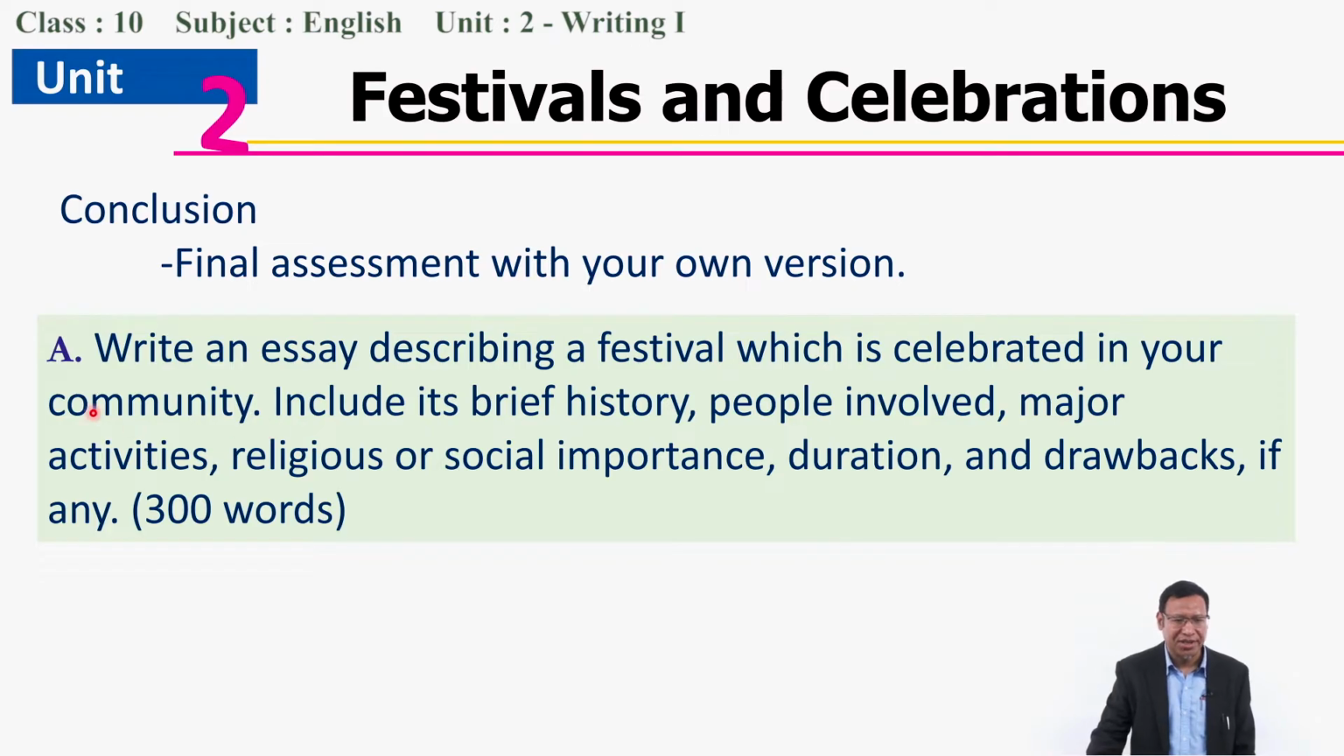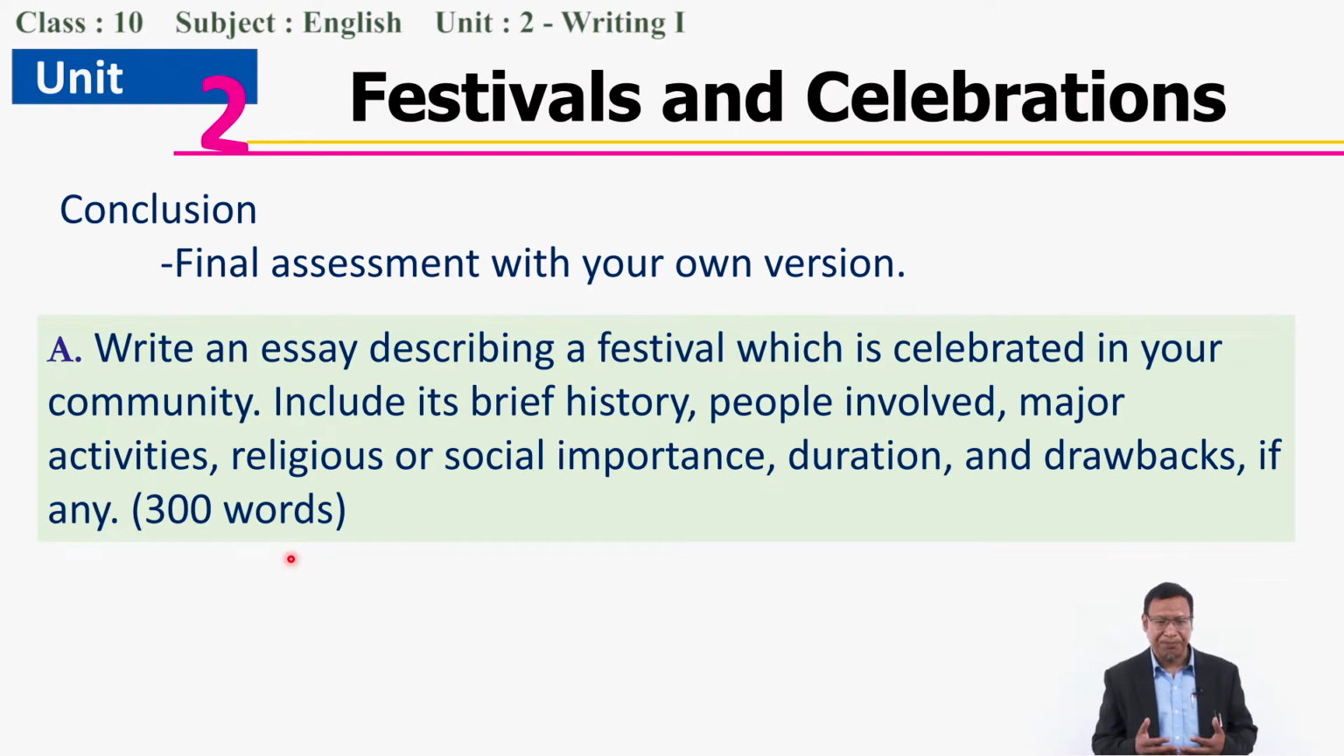So for example, in a book, this is the essay we are trying to write: write an essay describing a festival which is celebrated in your community. Therefore, it is going to be a descriptive type of essay, because when a festival is celebrated in your community, it's easier to describe it. It also gives you further ideas: try to give a brief history of that festival, who is involved, what major activities take place, and also tell the religious and social importance. You can say how long the celebration takes place, and if there are any drawbacks. Today I have designed this to write an essay in 300 words.